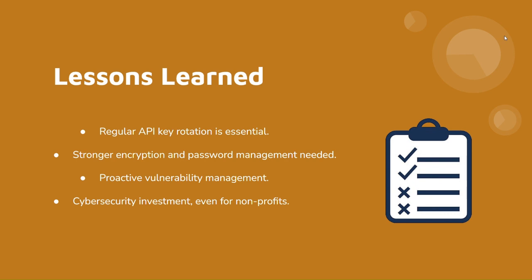And even nonprofits like the Internet Archive must prioritize cybersecurity investments, even if they don't have that much funding, in order to safeguard their systems and data. Because most of the time, these nonprofits, like the Internet Archive, hold very, very valuable information that might be very detrimental to its users if this data is leaked anywhere.